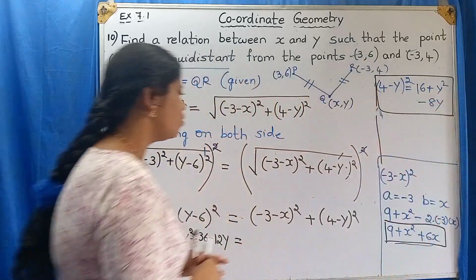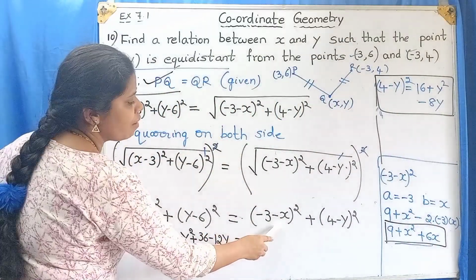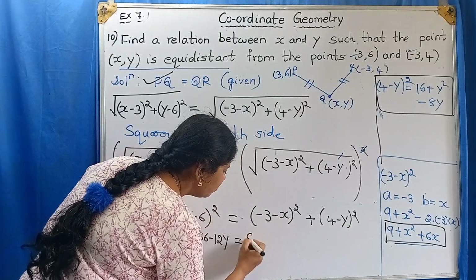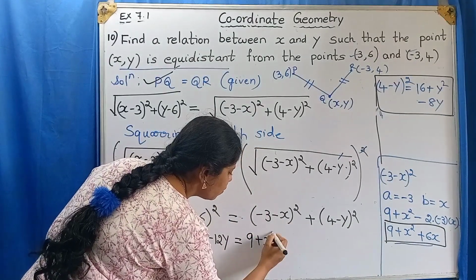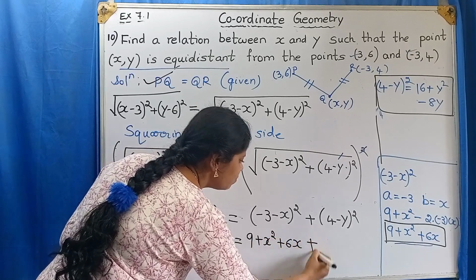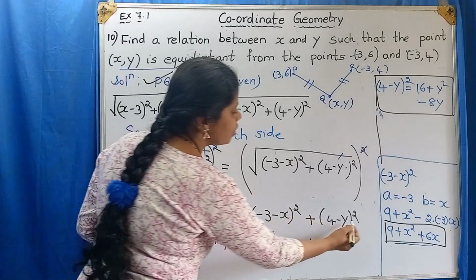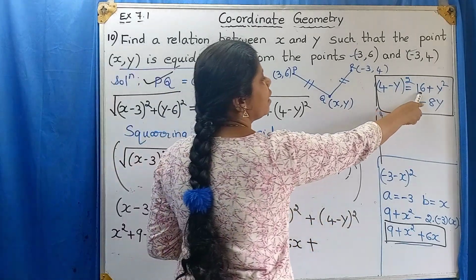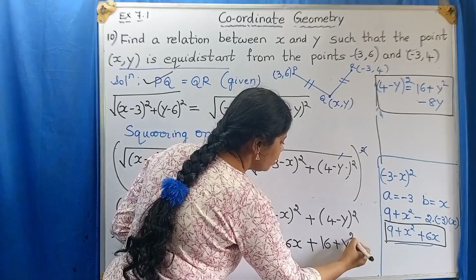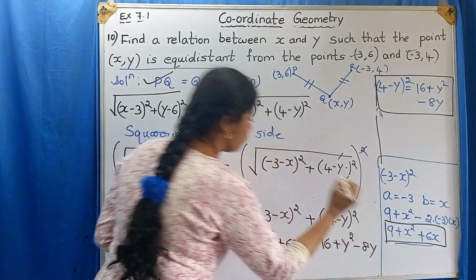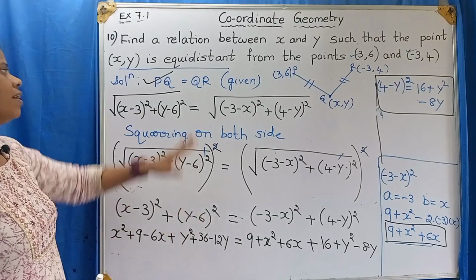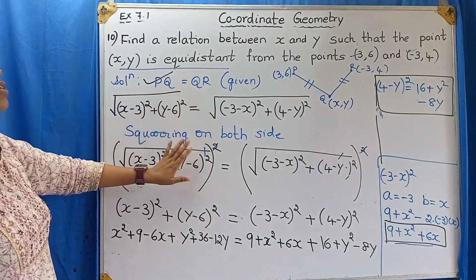Okay? Now look at this. Minus 3 minus x the whole square means we can write it as 9 plus x square plus 6x. For this plus, let us write plus 4 minus y the whole square. We can write it as 16 plus y square minus 8y. Okay? Now we have written this. Let me continue here. So I am going to rub this. You can copy down.